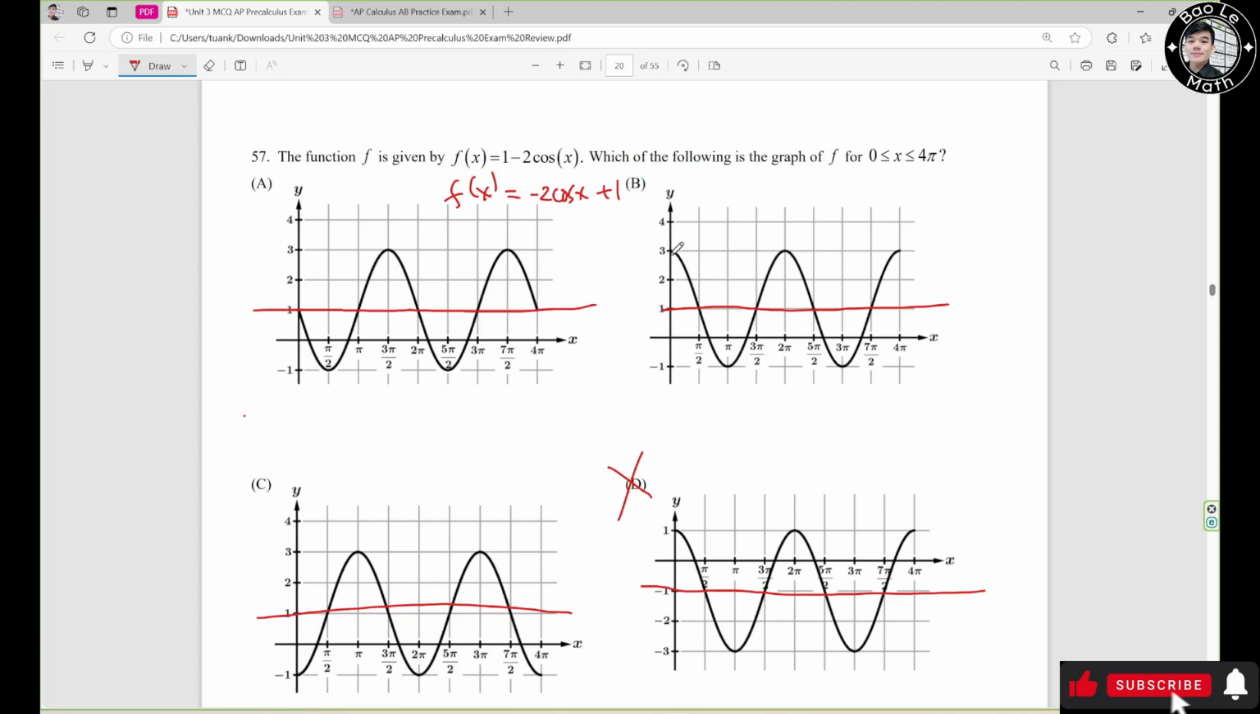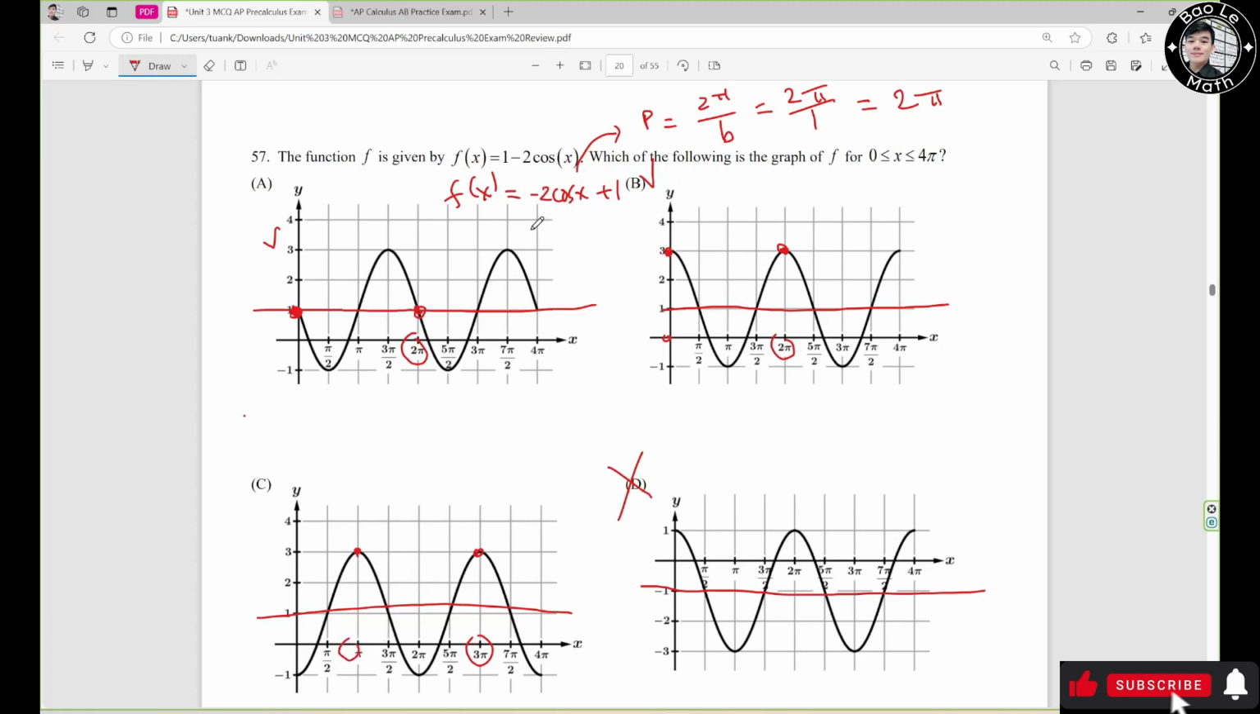Now we need to find the period. The period for the first one is from here to here, so the period is 2 pi. The period equals 2 pi divided by b. It could be 2 pi divided by 1, because b equals 1, so it could be 2 pi. So this one could be right. Now for this one right here, the period is from here to here, 0 to 2 pi, so this one could be right. For this one, the period is from here to here, so 3 pi subtract pi is 2 pi. So this could be right.